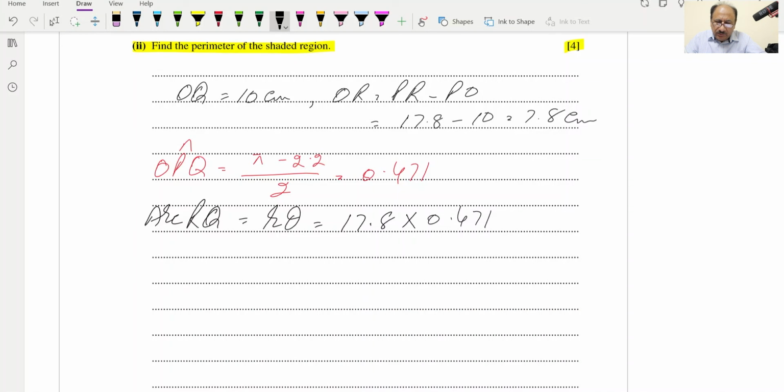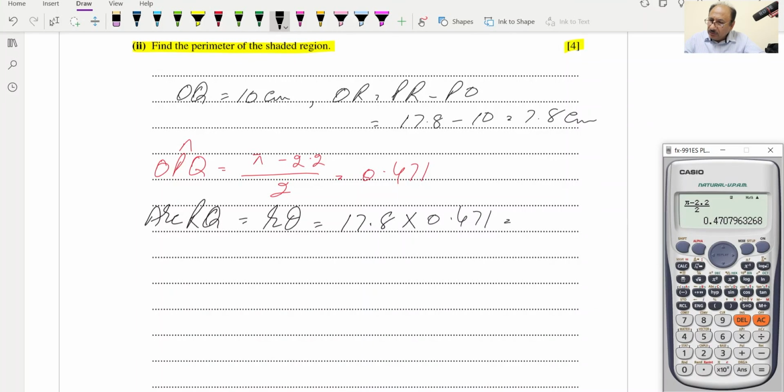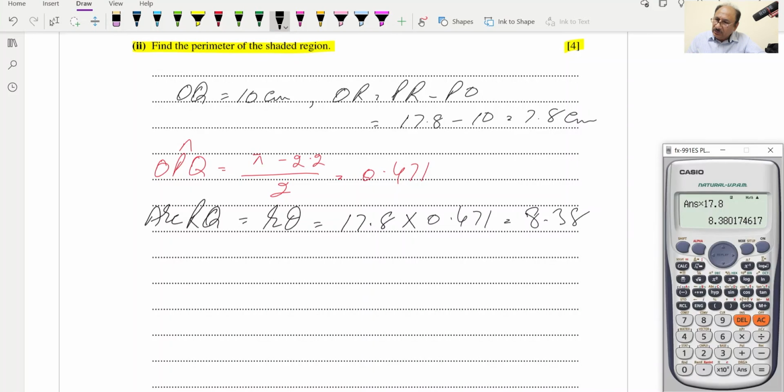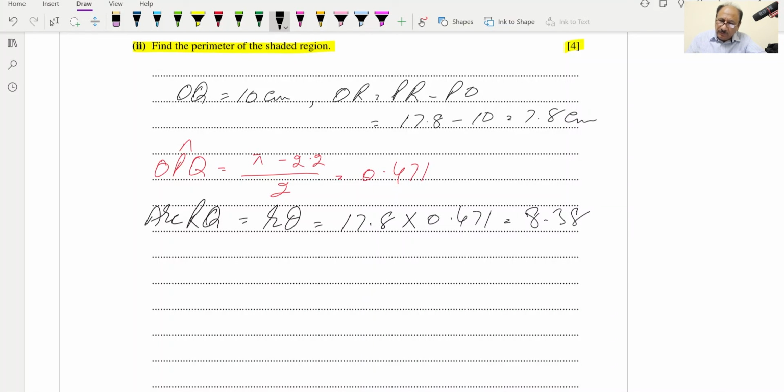This will be equal to, arc length will be, this one multiplied by 17.8, and this is equal to 8.38. Yes, 8.38.